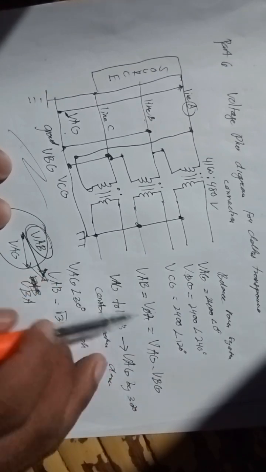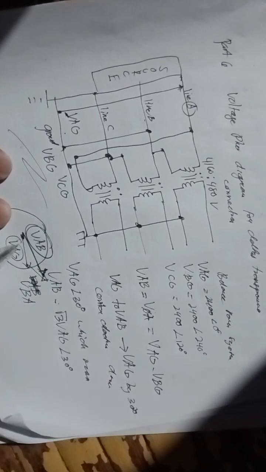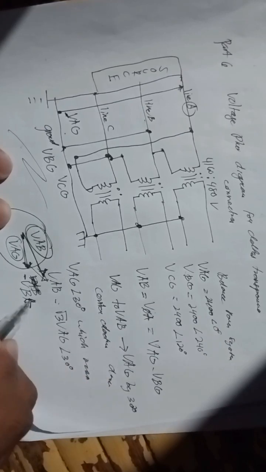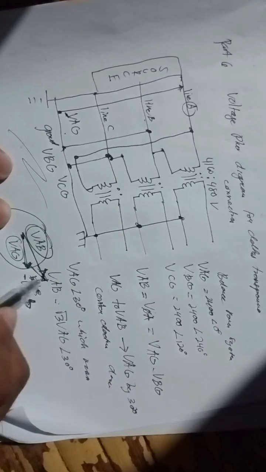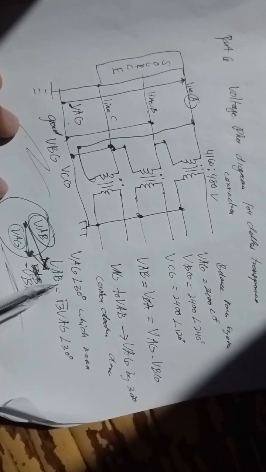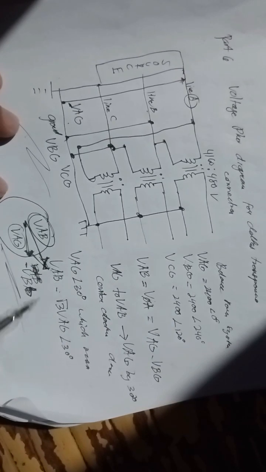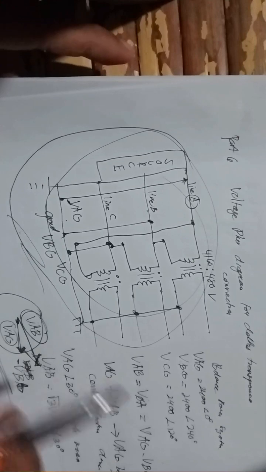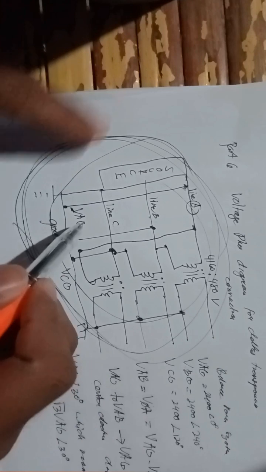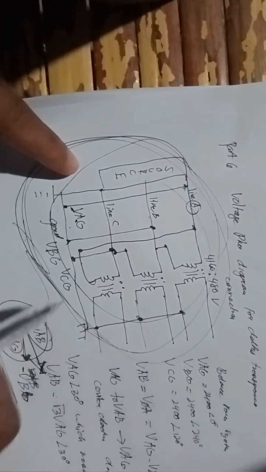VAB is equal to VAG, our point of reference, minus VBG, so we add VBG. We want to understand the relationship between VAG and VAB because this will help us make our phasor diagram for delta connection. So from this diagram we can get the equations: VAG, VBG and VCG.